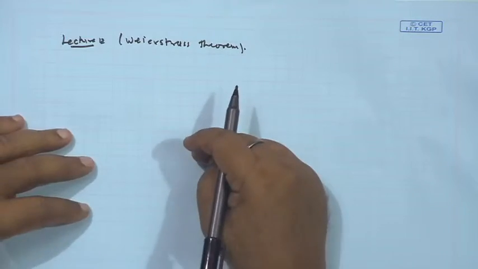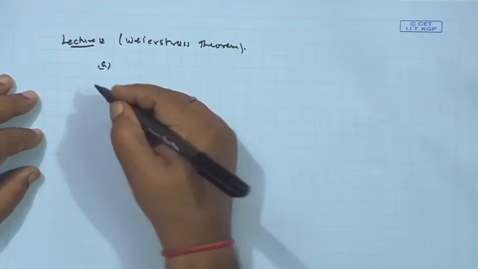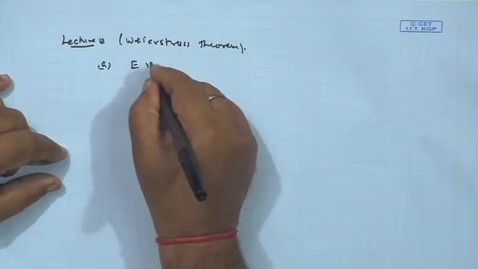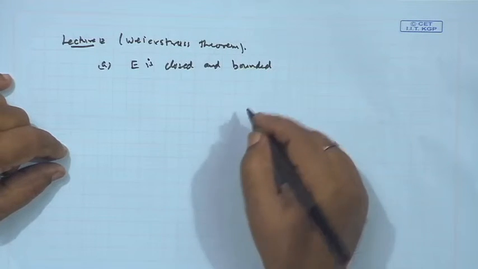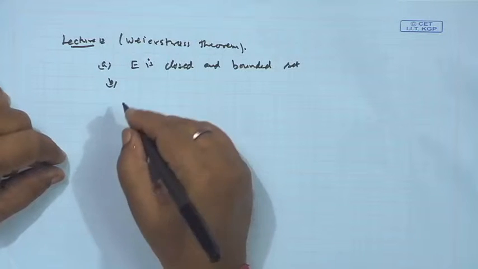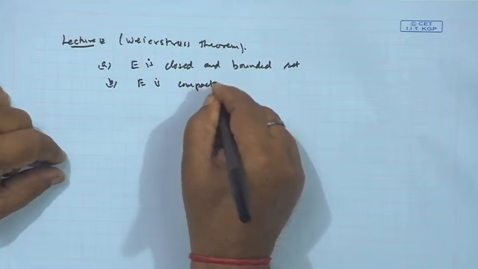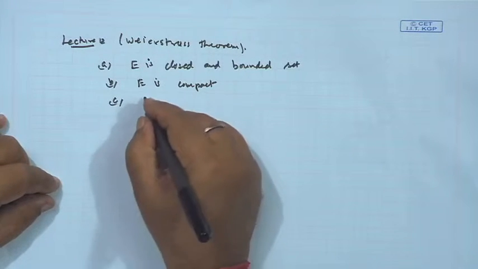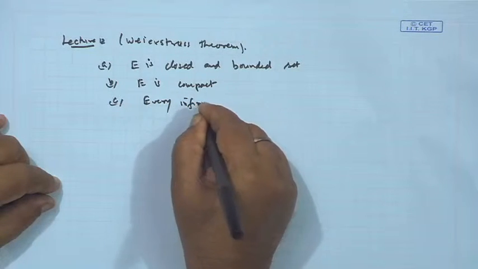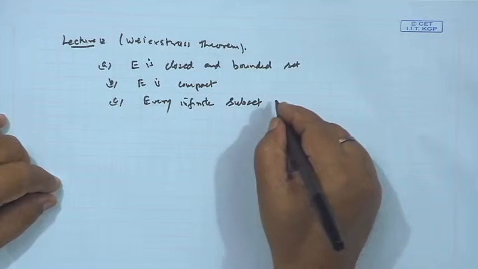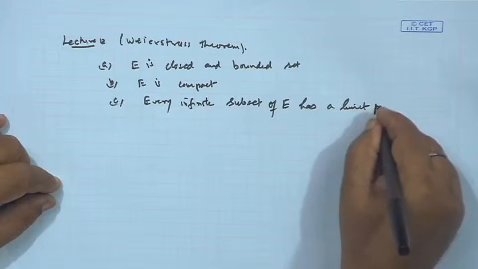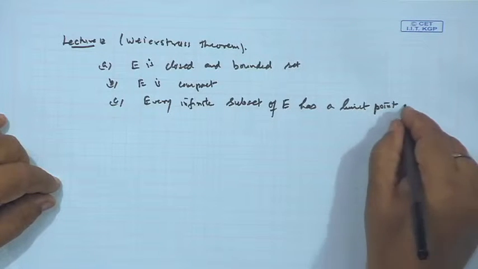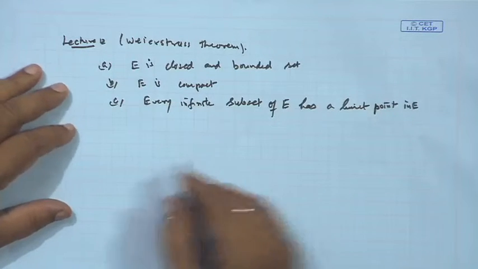In fact, in the previous lecture, we have established three relations A, B, C. A was that E is a closed and bounded set. Second was that E is compact, and third is that every infinite subset of E has a limit point in E. So, these three conditions we have listed, and we have proved them in the last lecture.